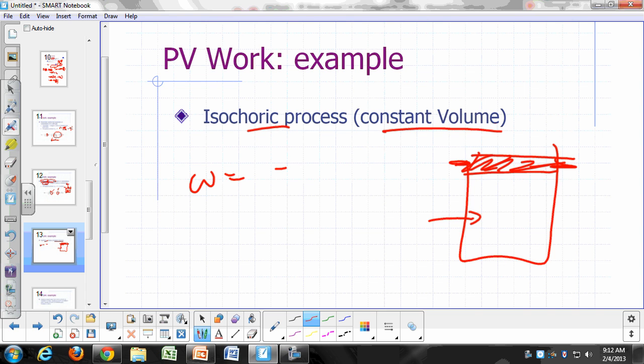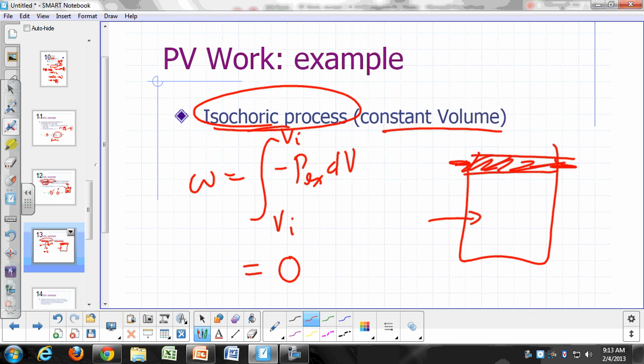Work would be minus P external dV. And volume is constant, so volume goes from V initial to V initial. V final and V initial are the same, so what is this integral going to be? 0. No work done. So when you have an isochoric process, even if you do it reversibly or irreversibly, work is going to be 0. Okay?